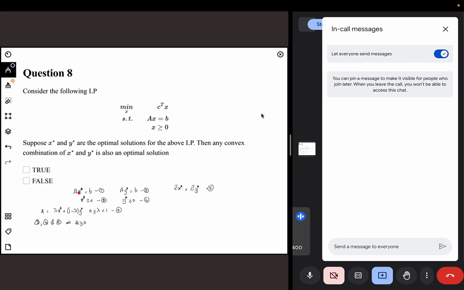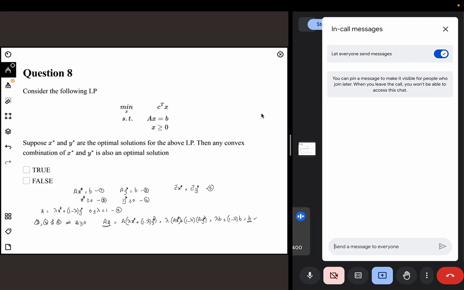Now what about Az? What can I say about Az? I can write it as A times lambda x star plus 1 minus lambda y star, and this will give me lambda times Ax star plus 1 minus lambda times Ay star. This is giving me lambda times b plus 1 minus lambda times b. This is again b, right? So I have Az equal to b. So that linear combination satisfies that particular constraint.